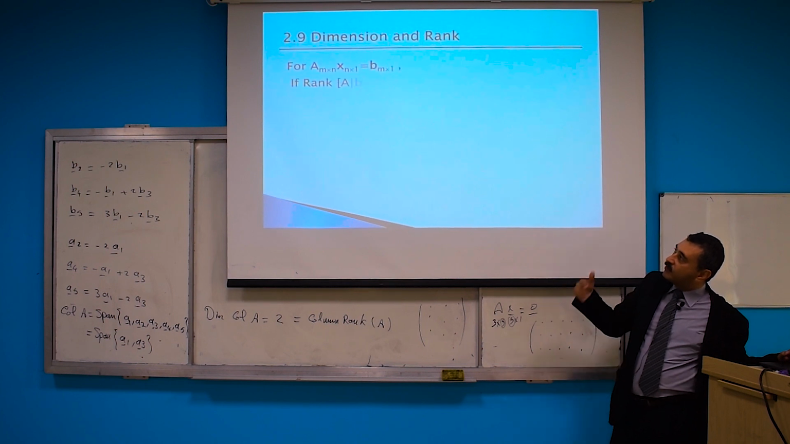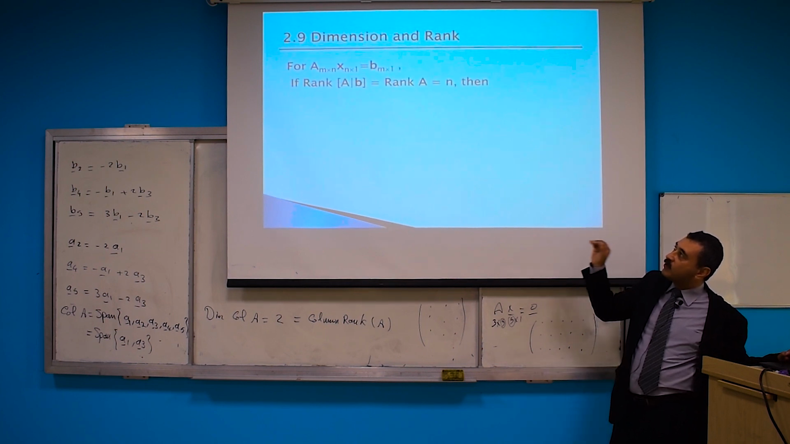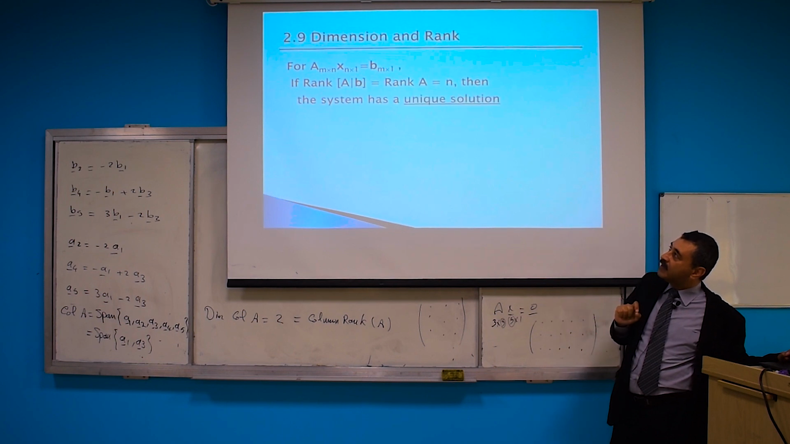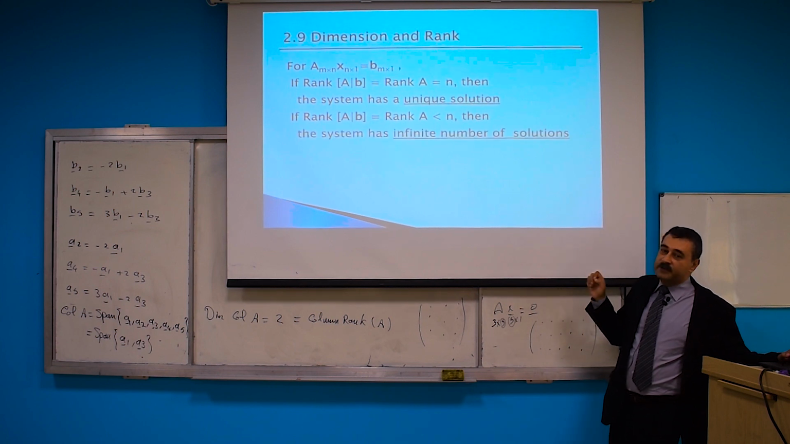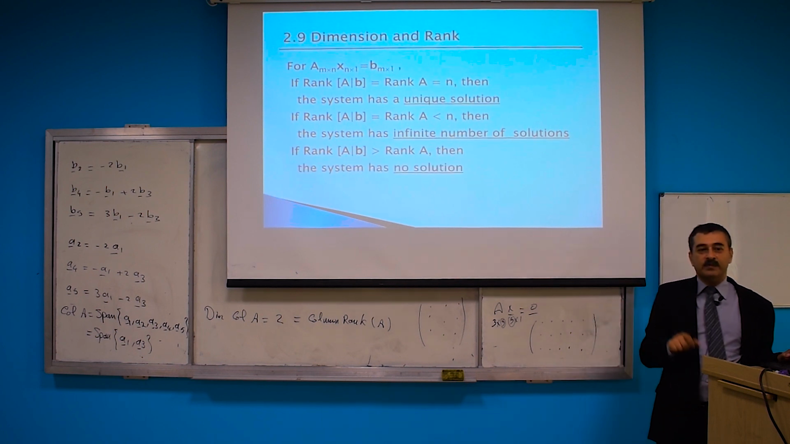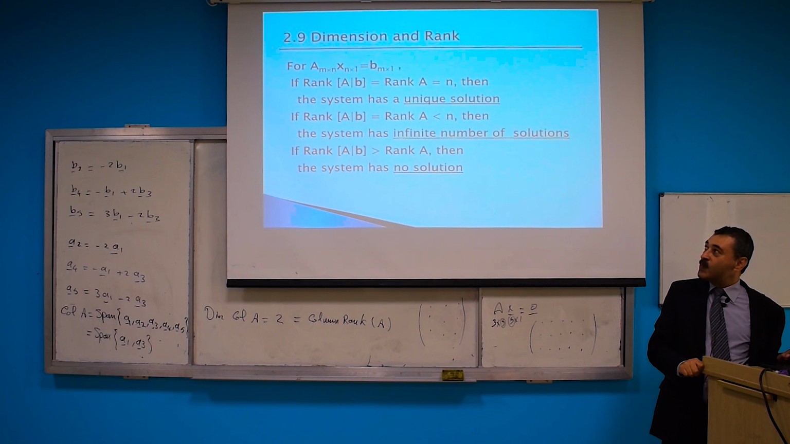يبقى عشان نقولها بقى في theorem إنتوا قلتوها خلاص، يعني لو الرانكس equal لبعض equal number of variables n يبقى ده الـ unique. الرانكس equal لبعض but less than n يبقى دي الكيس بتاعت infinite. الرانكس not equal، rank A less than rank AB، يبقى دي الكيس of no solution. okay.